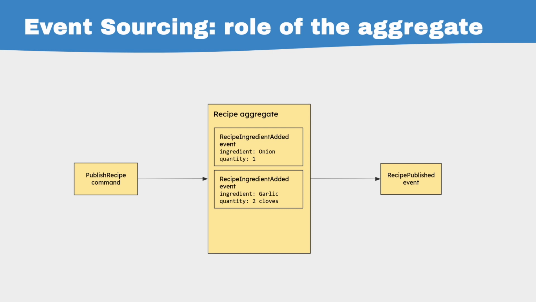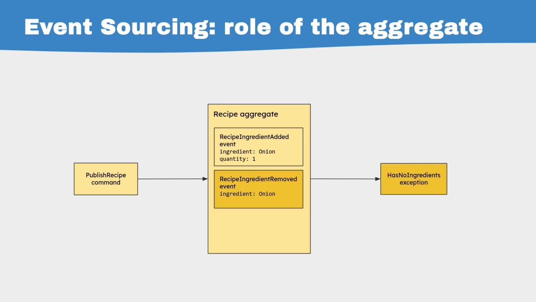So that recipe aggregate receives a call, hey, you should be published. And then it goes and checks all its business logic constraints. And it checks, hey, do I have any ingredients? Yes, I have at least one ingredient. Okay, that's fine. All my constraints are satisfied. And then it just provides a recipe published event. Hey, this recipe was just published. And that was okay.